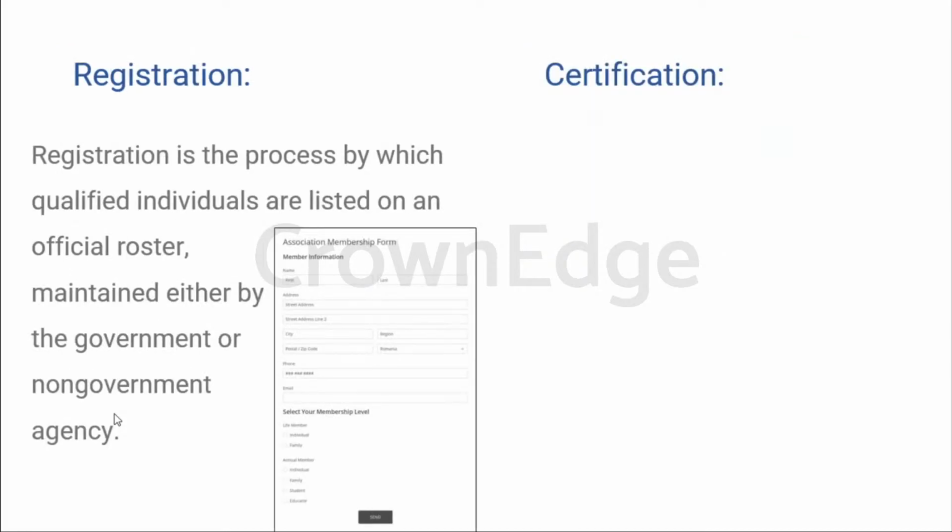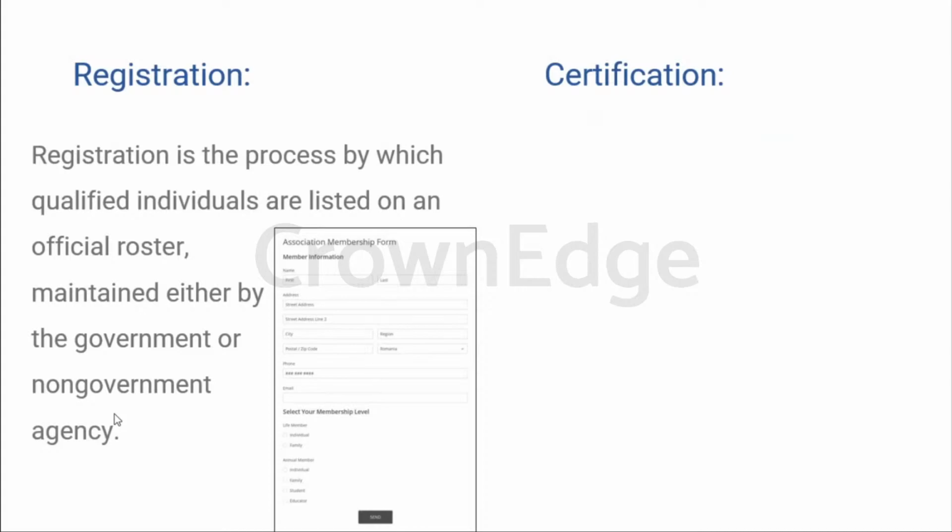The second term is registration. Registration is basically an official roster or register where there's a list of qualified individuals. This is either maintained by the government or a non-government agency, depending on who is running that association or maintaining that roster. Once you fill in the details required by the agency you're registering in, you are officially a member of that agency.